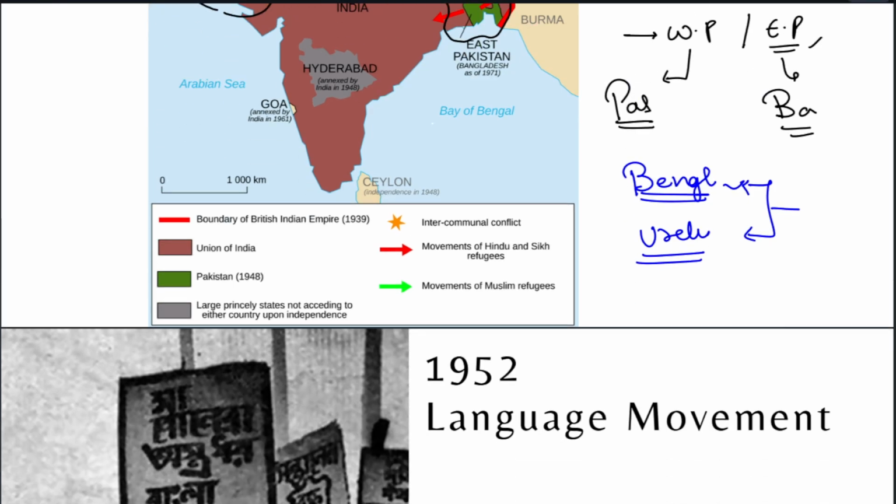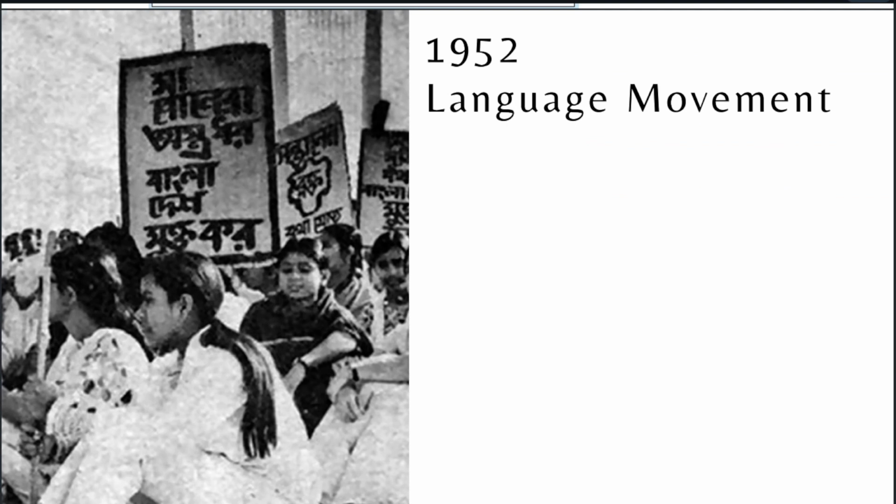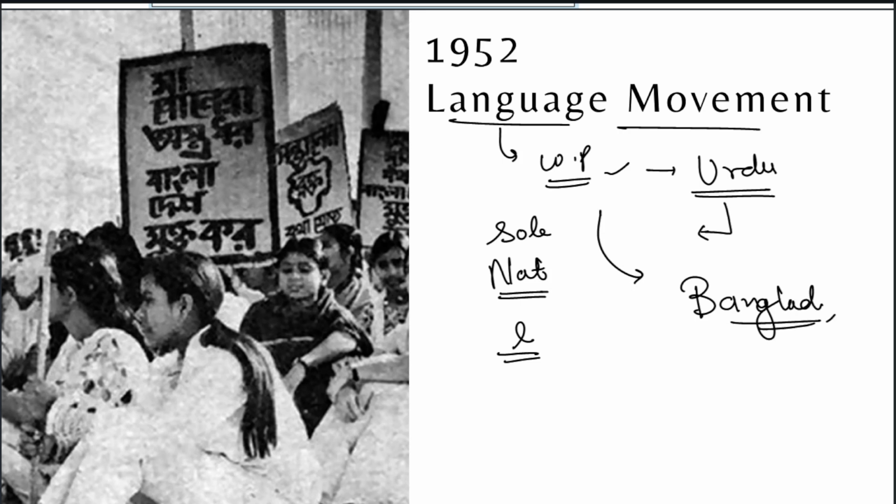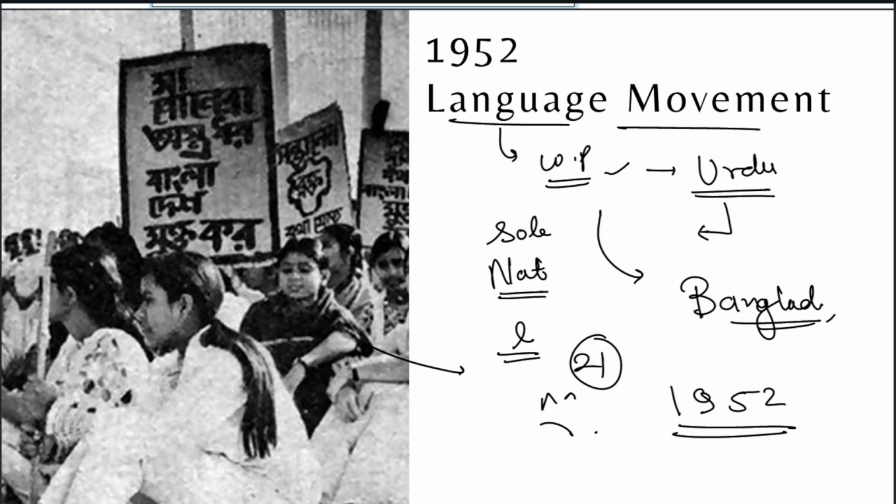In 1952, there was a language movement. Just a second, I'll change the pen color here. So you can see the pictures I have attached here. There was a language protest because West Pakistan wanted to impose Urdu as the sole national language, which led to protest in East Pakistan, or we can just say Bangladesh. The movement culminated in the death of several protesters, which is very unfortunate, on February 21st, 1952. This date, February 21st, is now observed in Bangladesh as International Mother Language Day.